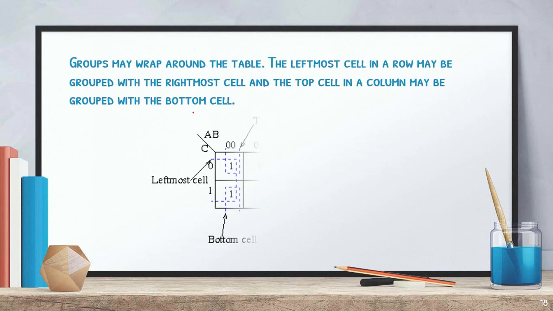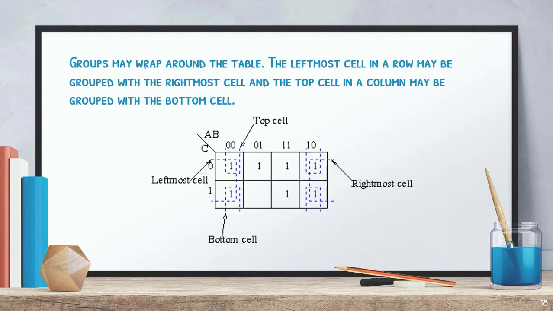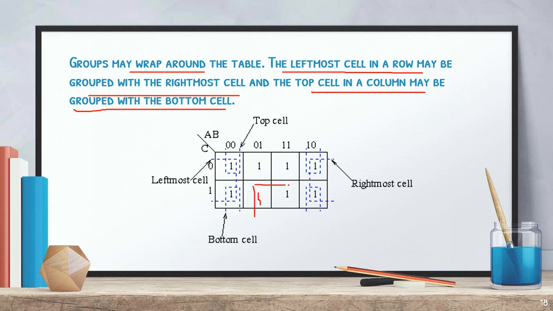Next, groups may wrap around the table. That is the first one. Second, the leftmost cell in a row may be grouped with the rightmost cell, and the top cell in a column may be grouped with the bottom cell in the column. This is very important. If you are taking this one here, and there is one more here, you can take the bottom here and the top here. This is also possible.